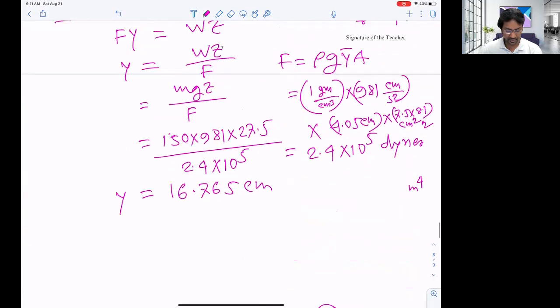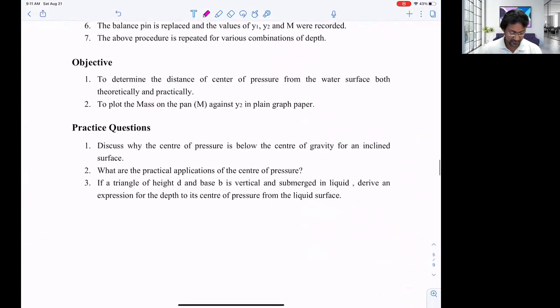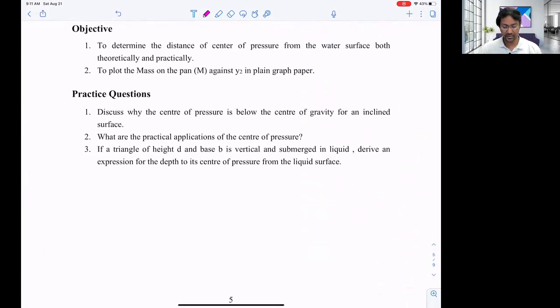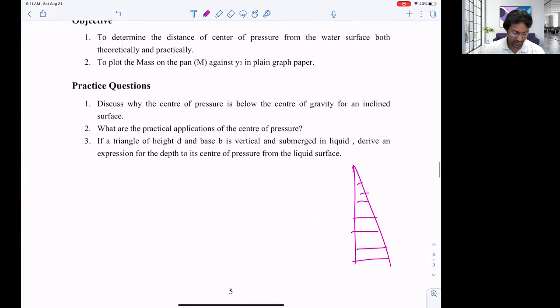Okay, let me just answer some questions that we see here. Discuss why the center of pressure is below the center of gravity for an inclined surface. Because we know that hydrostatic pressure increases with the increase in depth. That's why for an inclined surface, the center of pressure will be located just below the center of gravity, but for a horizontal surface, the center of pressure and the center of gravity coincide. Okay, that's the answer for question number 1.